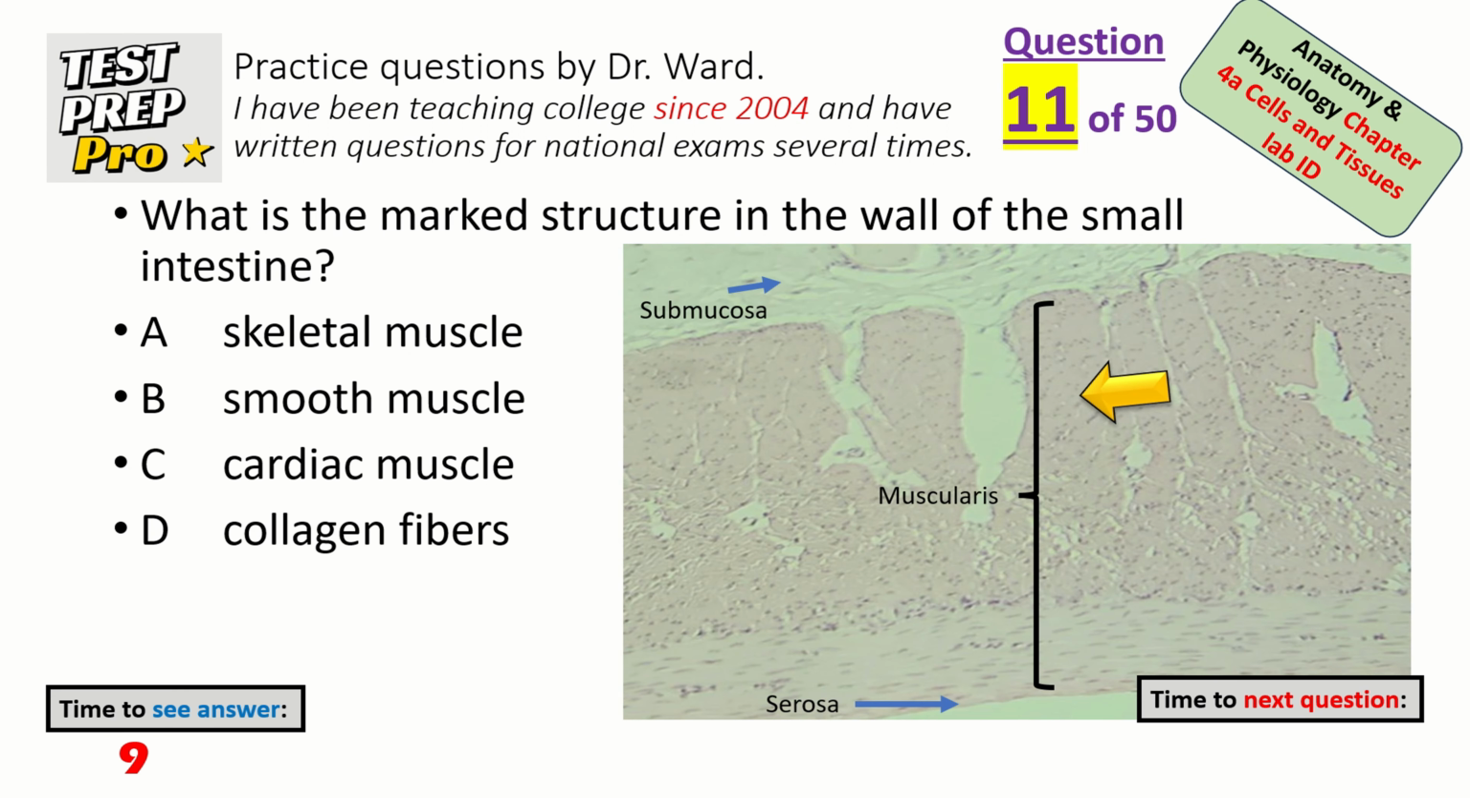What is the marked structure in the wall of the small intestine? It's pointing to layer 3 of the small intestine, the muscularis, and lots of pink cells. Smooth muscle.